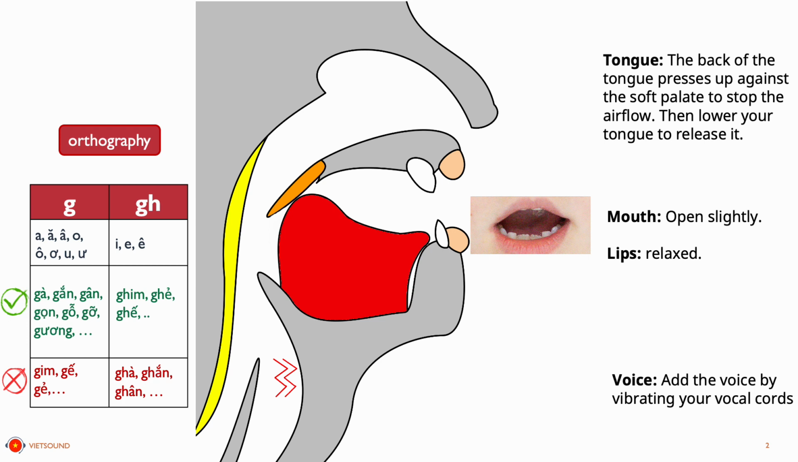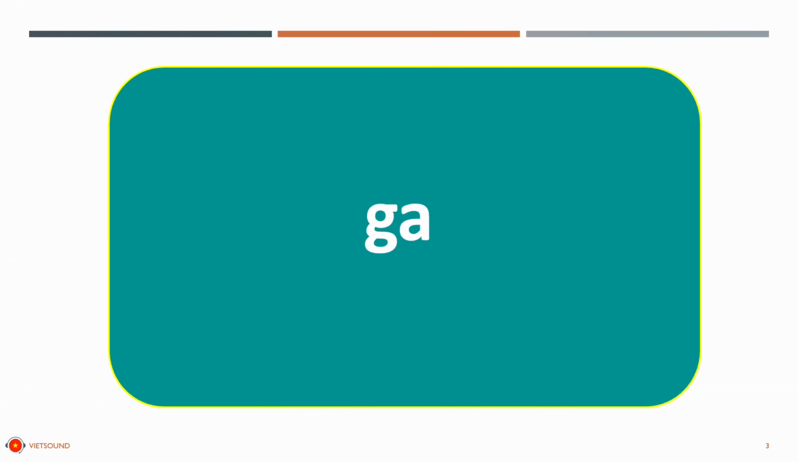On the other side, the combination G-H is followed by vowels i, e, and we have some words here like ghim, ghẻ, ghế, etc. If you write the vowels a, o, u following the G-H combination, it's going to be a mistake, like gà, gắn, gân.